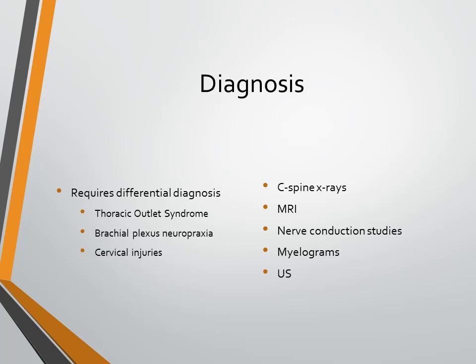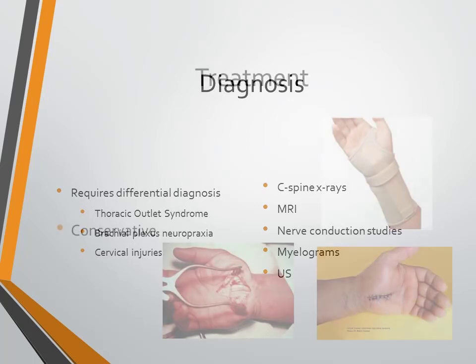as thoracic outlet syndrome, both vascular or neurological, brachial plexus neuropraxia, cervical injuries such as discogenic or stenosis, and the diagnosis is going to be through C-spine x-rays, MRIs, nerve conduction studies, myelograms, or ultrasound.